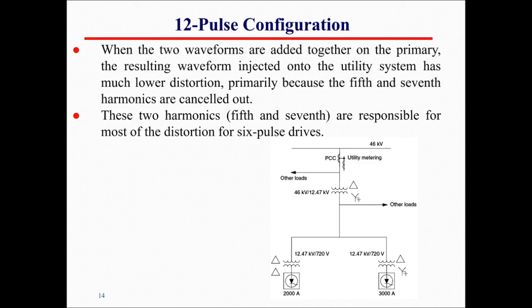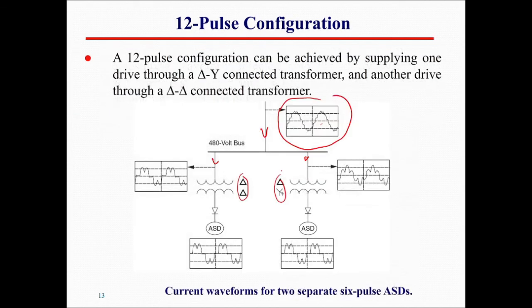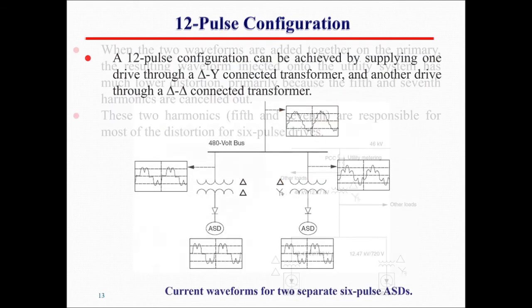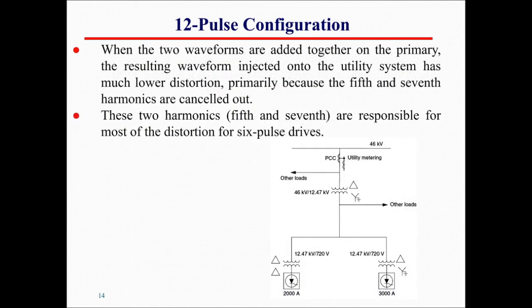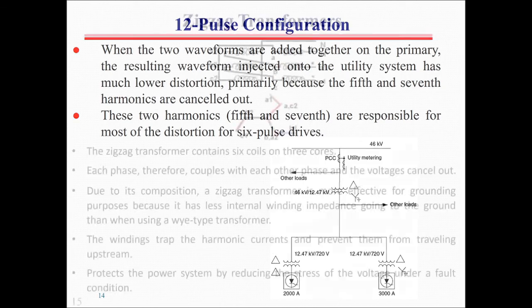Okay. When the two waveforms are added together on the primary, the resulting waveform injected onto the utility system has much lower distortion, primarily because the fifth and the seventh harmonic are cancelled out. So over here, again, we are discussing the previous schematic diagram. These two harmonics are responsible for the most distortion for the 6 pulse drive.